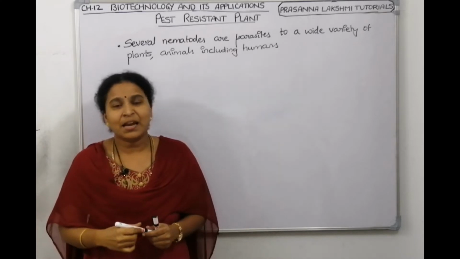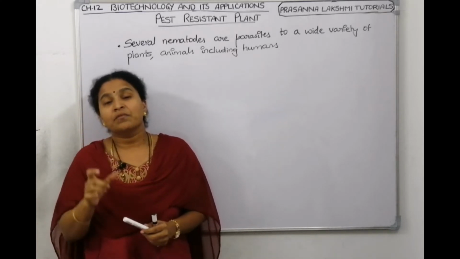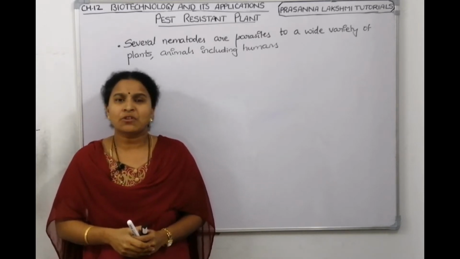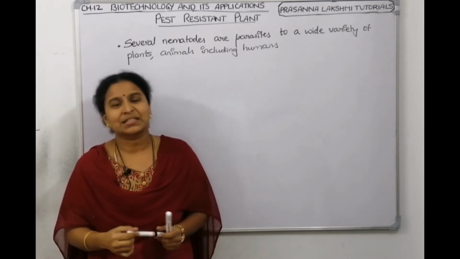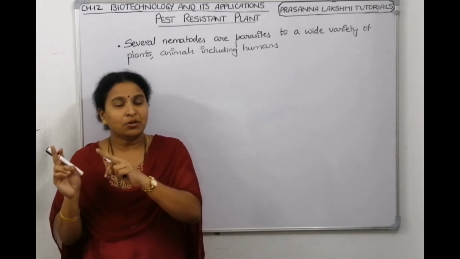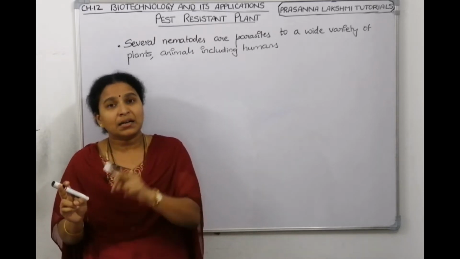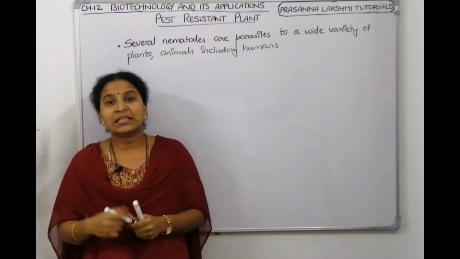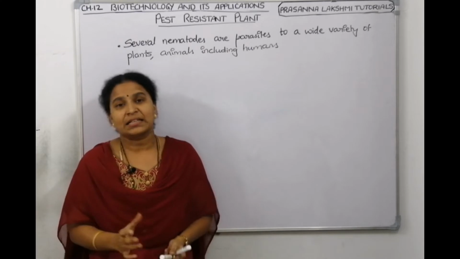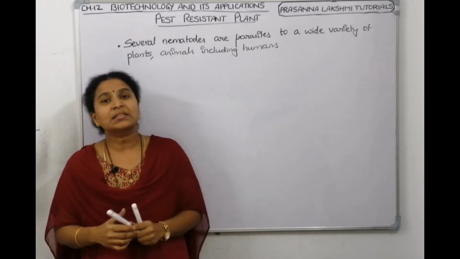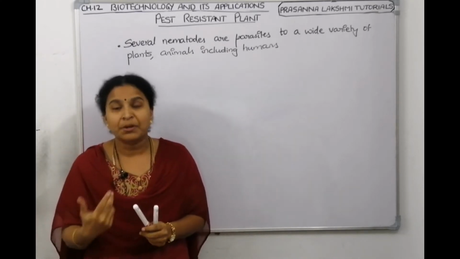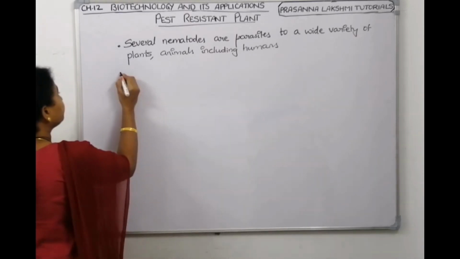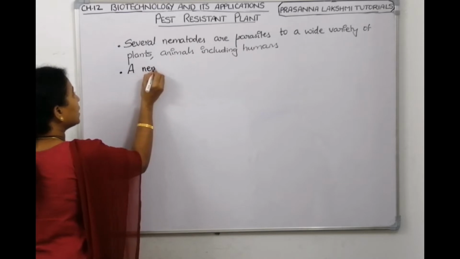Do you recollect? Tell me, what is that nematode which causes disease in humans? Ascaris lumbricoides, which causes a disease called ascariasis, right? So there are nematodes which infect plants, and nematodes which infect animals and humans also. Now, since we are talking about plants, let us see the name of a nematode which causes infection in tobacco plant.